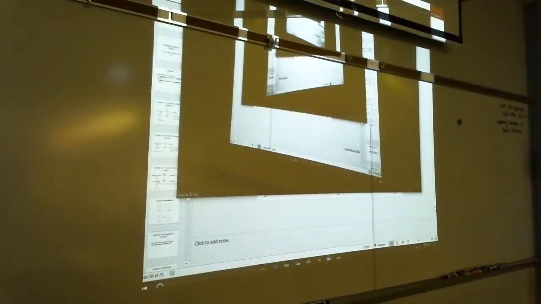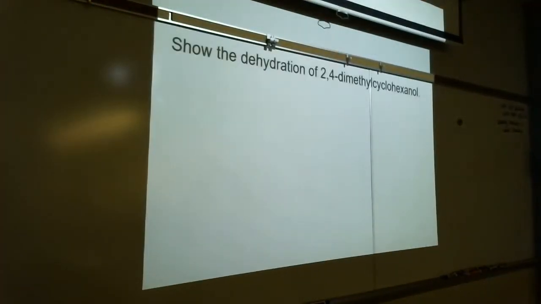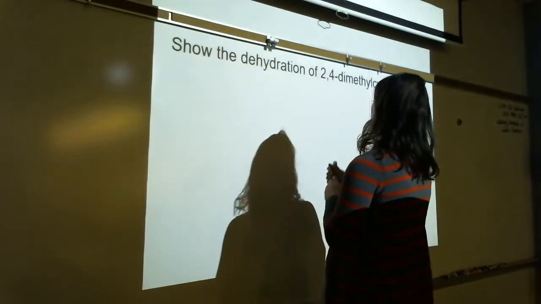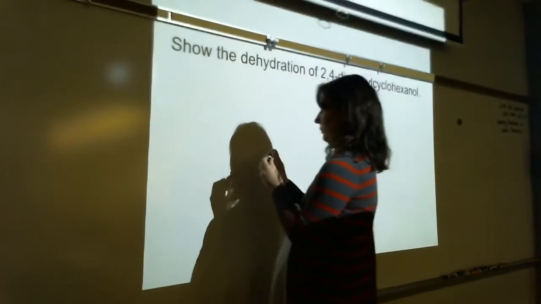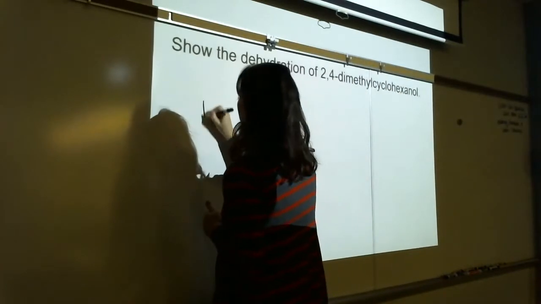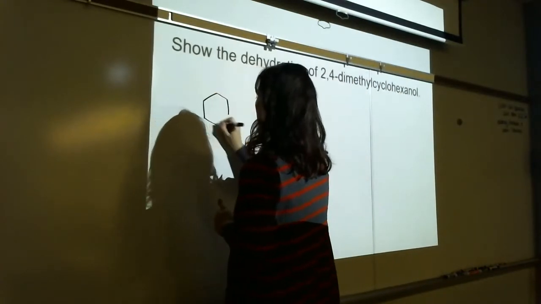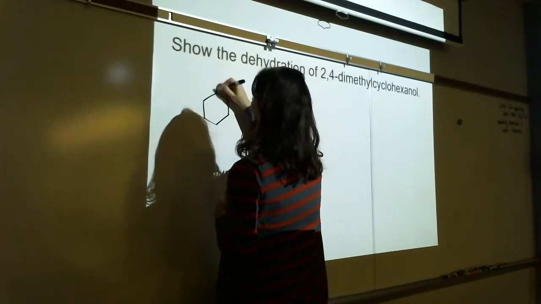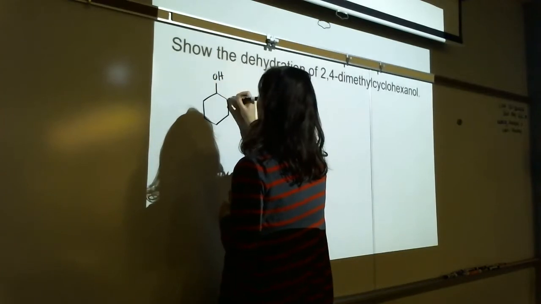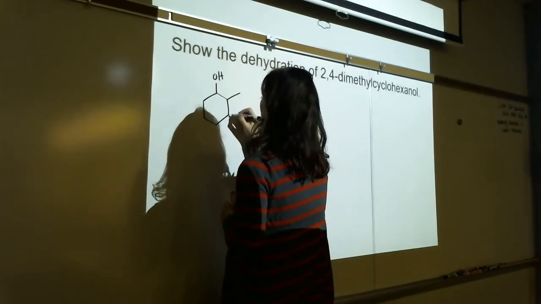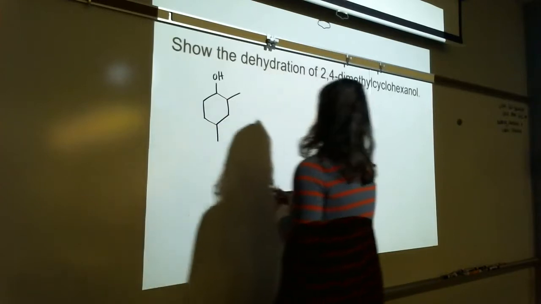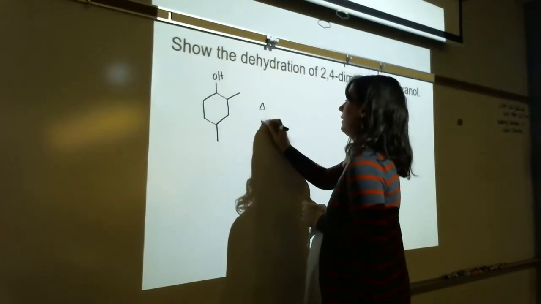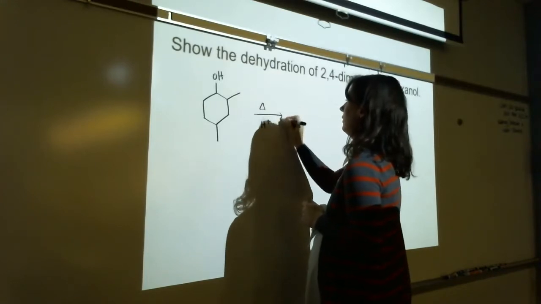All right, let's go over this one. 2,4-dimethylcyclohexanol. Okay, so hexanol would be 6. Cyclo means it's in a ring. So OH is number 1. So that's 2, 3, 4 dimethyl, right? And we need heat and we need acid.